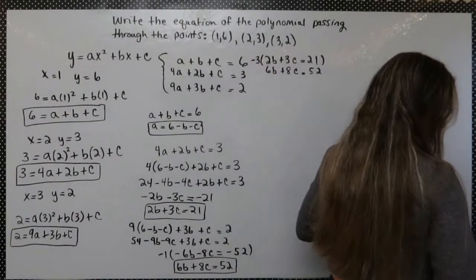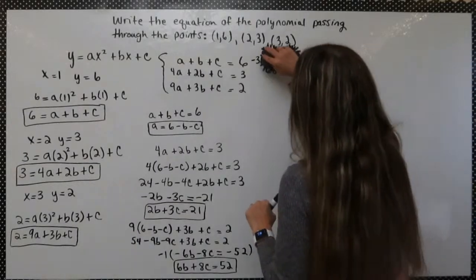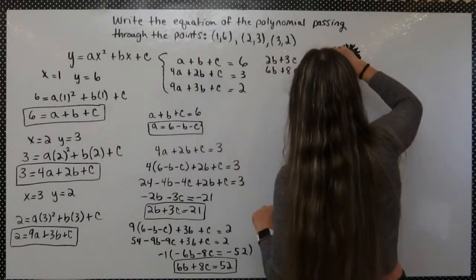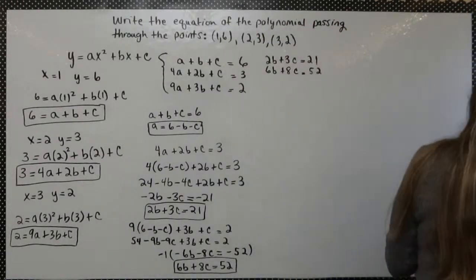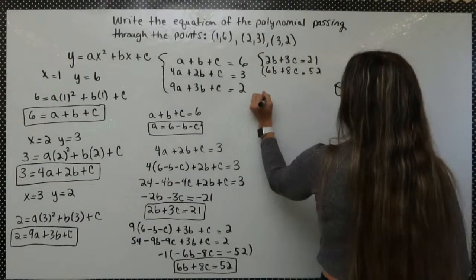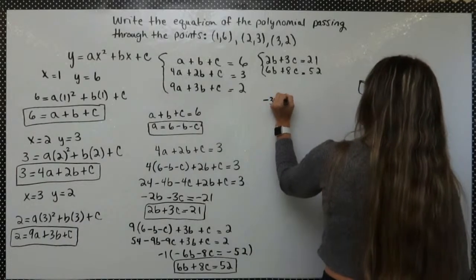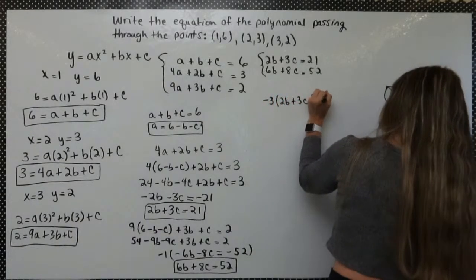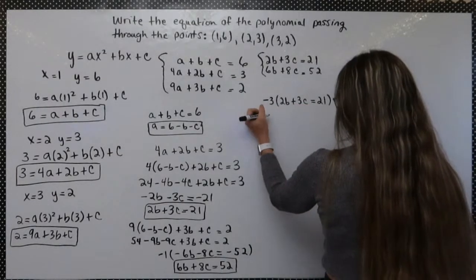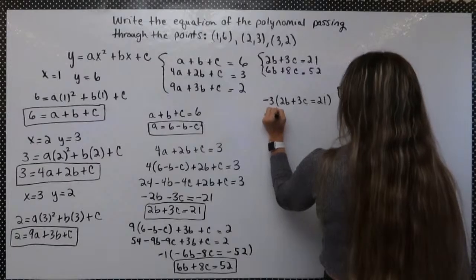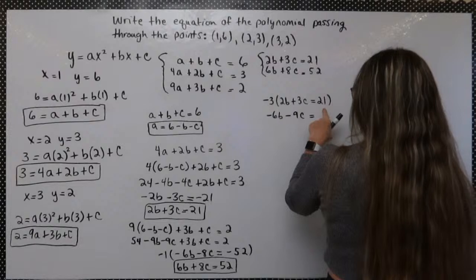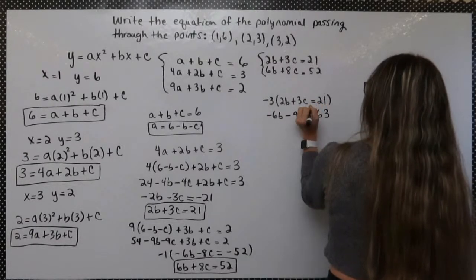So I'm not going to mess up my original system and keep that intact. So I'll just put a little curly brace and repeat it. So if I take negative 3 times 2b plus 3c equal 21, and everything gets multiplied, then I have negative 6b minus 9c equal negative 63.